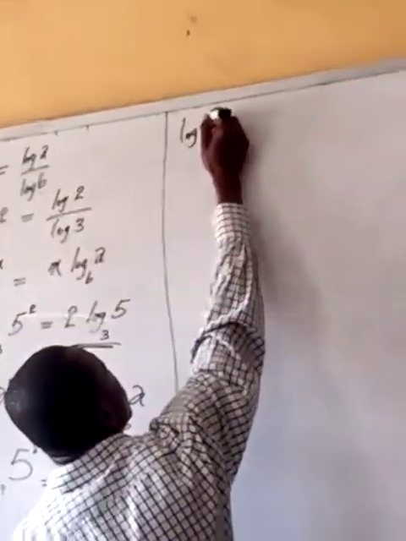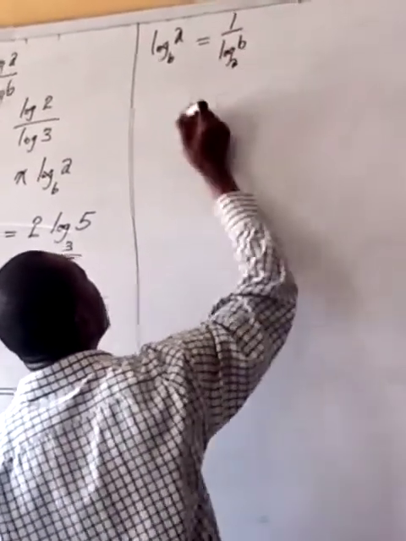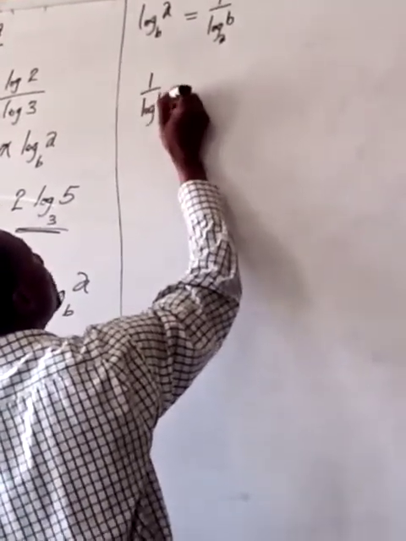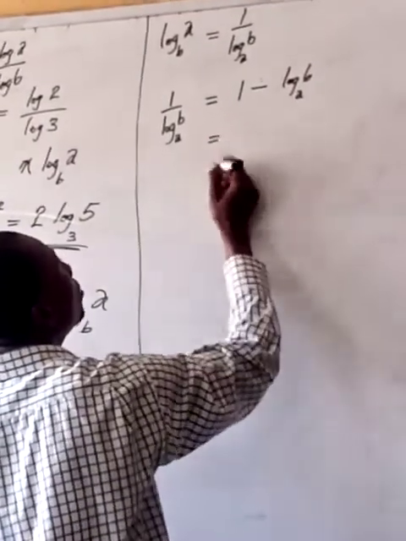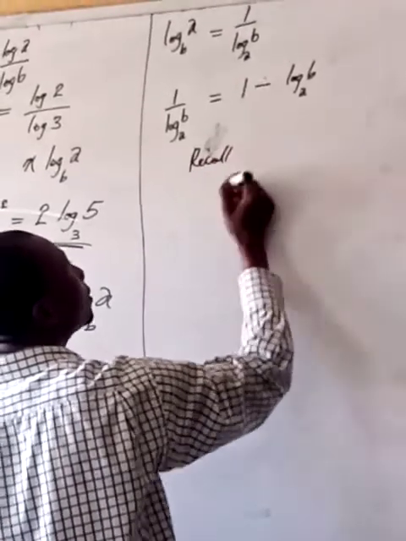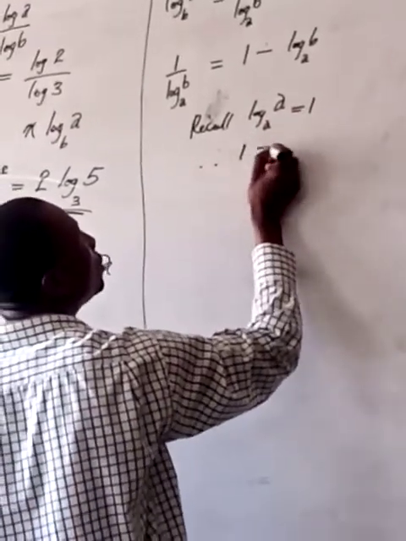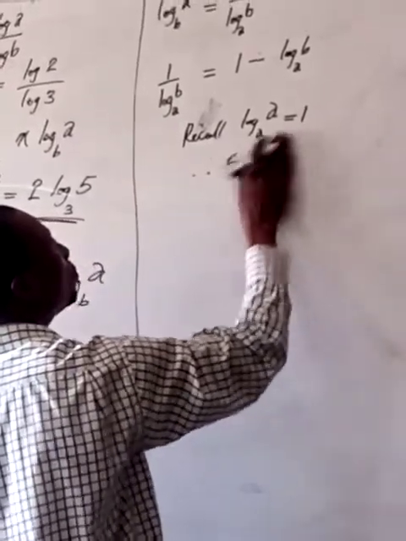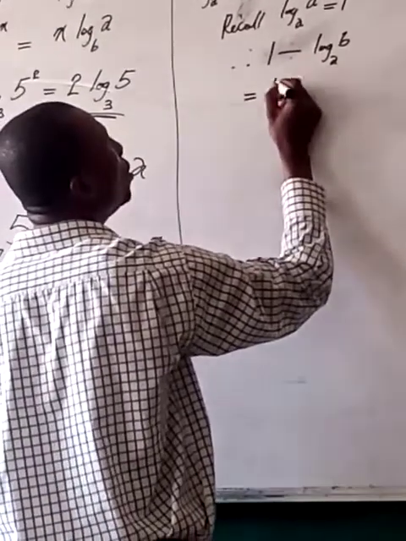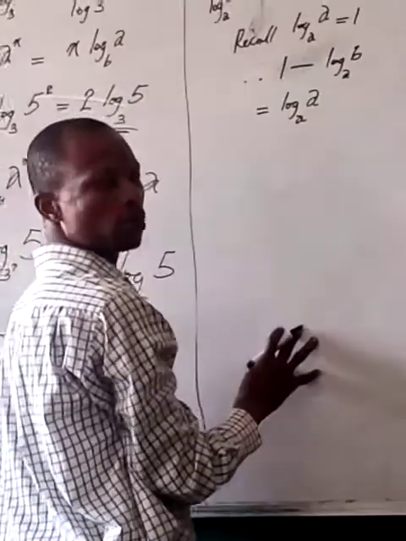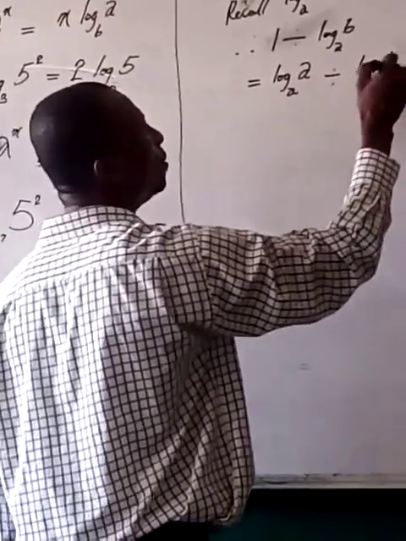This is provable if you want to check to confirm if it is true. If truly log A base B is equal to 1 over log B base A, I can say 1 over log B base A is equal to 1 divided by log B base A. From the rule, if I recall that log A base A is equal to 1, therefore 1 is equal to what? 1 divided by log B base A could be said to be log A base A divided by log B base A.